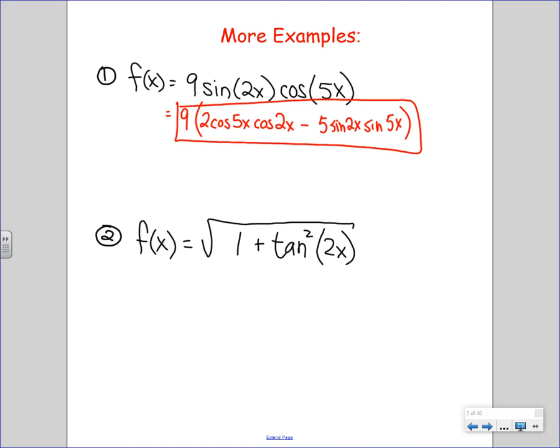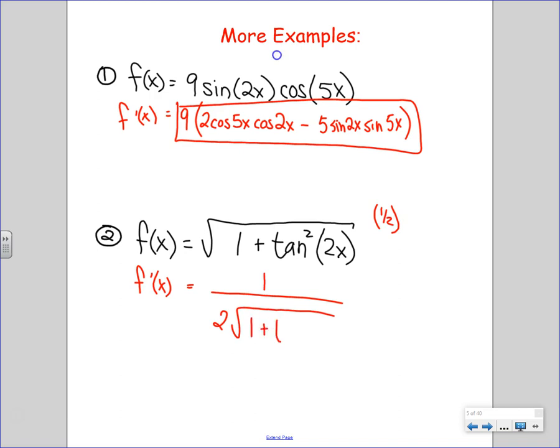You guys good on the next one? Yes. Okay, what would you do? Make it 1/2. Make the square root to the 1/2 power. Now what? Do the chain rule, the whole thing. The whole 1 plus tangent squared 2x on the inside.